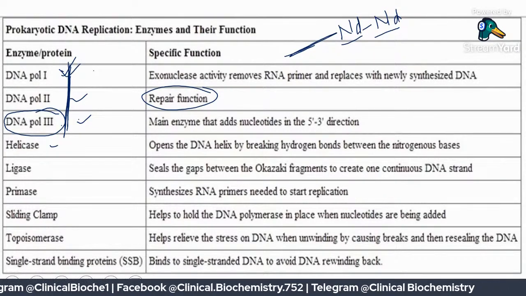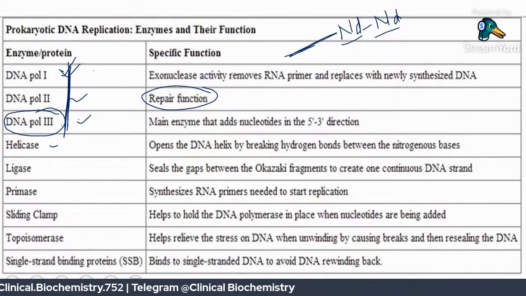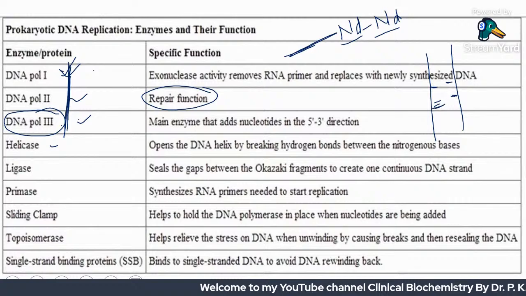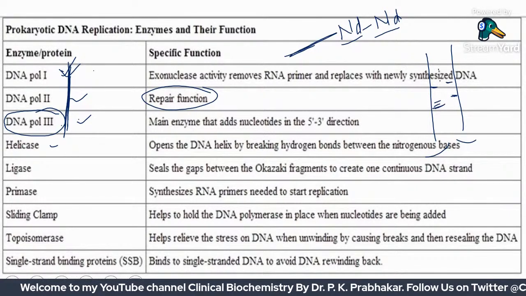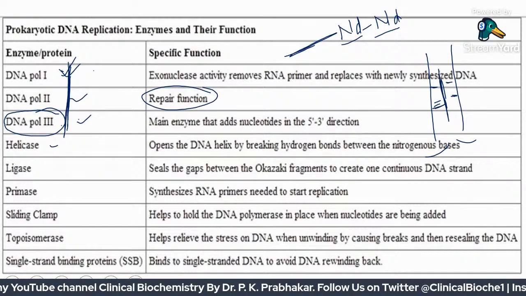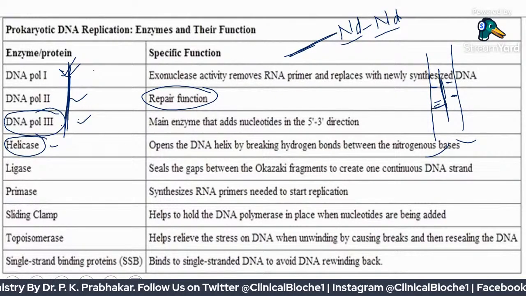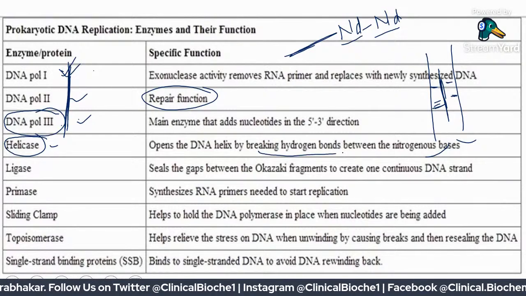Helicase enzymes normally digest the hydrogen bond, because you know that both the strands of DNA are joined together by the hydrogen bond between the nucleotides adenine, thymine, cytosine, guanine. So if you want to separate these two strands, we need to digest this hydrogen bond, and for that we have the helicase enzyme. So helicase breaks the hydrogen bond and unwinds the DNA strands.